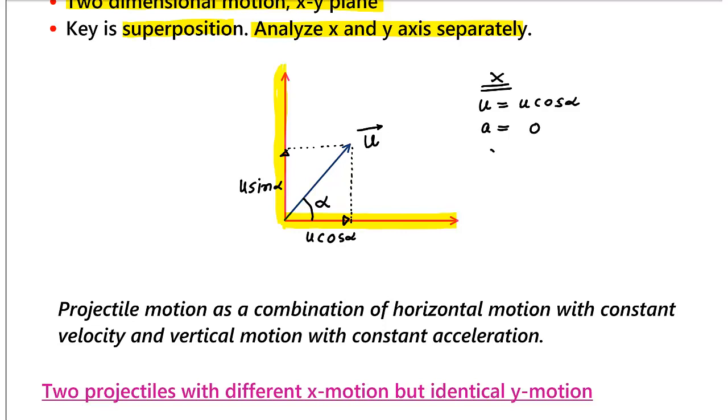Now if I want to analyze y direction motion, what is the initial velocity in the y direction? That is u sin alpha. What is acceleration in the y direction? Now I have assumed that y direction is upward direction and gravity is acting in the downward direction. So in this case acceleration will be minus g. So now I know u and a, that is initial velocity and acceleration in the x direction and in the y direction. Now I can apply the three kinematical equations that we derived in the previous videos. So I can use those three formula for x direction motion and y direction motion, and then I can superimpose and I can get all the results, and this we'll see in this video.